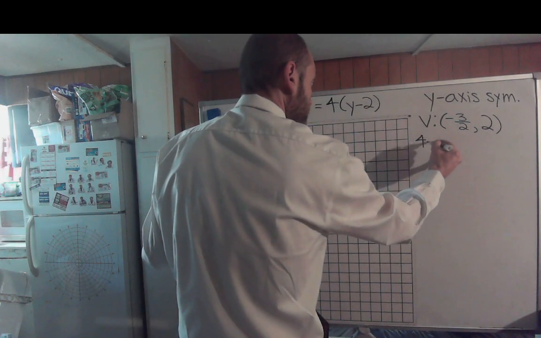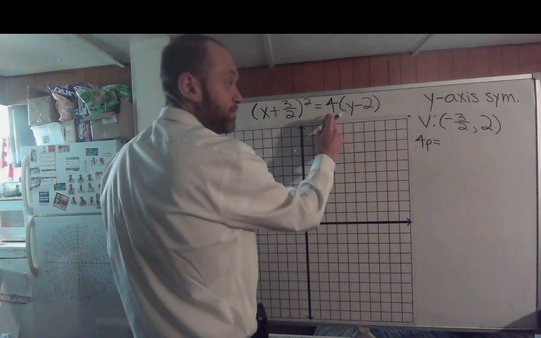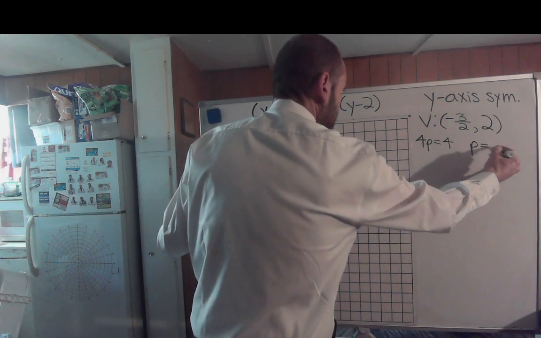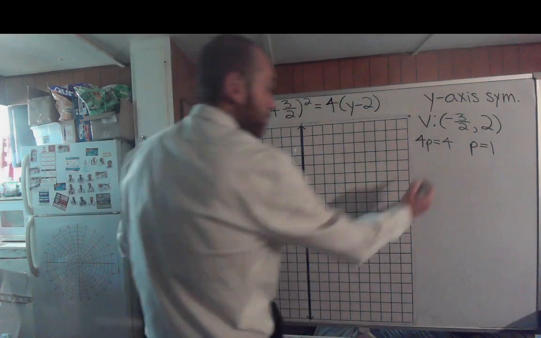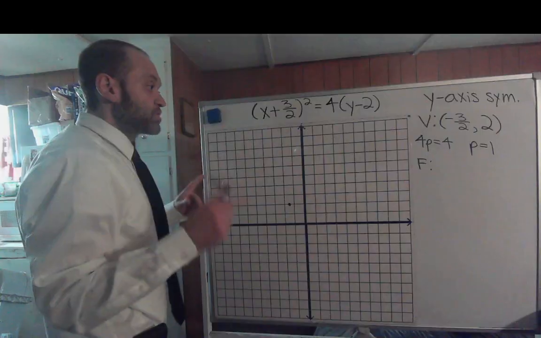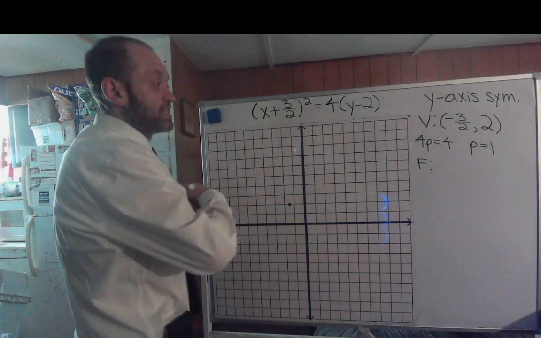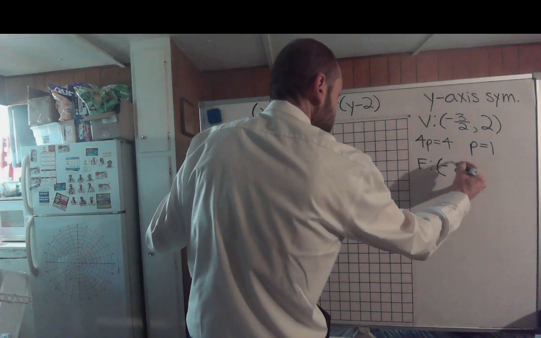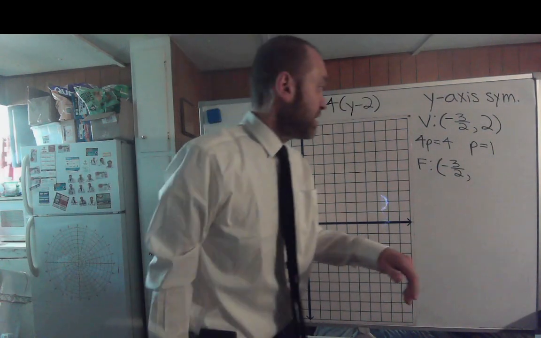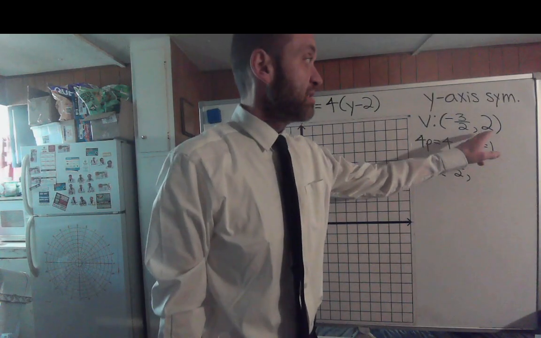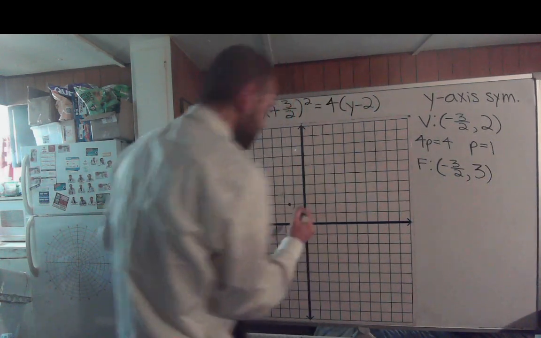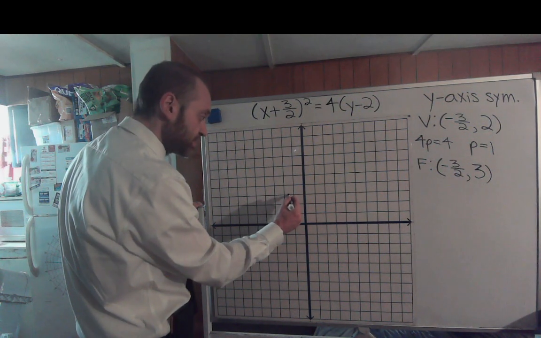Now, the next thing we need to do is solve for p. So you'll take that 4p, set it equal to that coefficient of 4 outside of the y minus 2, so 4p equals 4. That means p equals 1. Now we can find the focus and the directrix. Well, the focus is going to be, of course, since it's y-axis symmetry, we're going to leave our x-coordinate alone, that -3/2, but that y-coordinate's going to be affected. I'll just take that p of 1 and add that to my y-coordinate of 2, giving me the focus at the ordered pair -3/2, 3. So that would be up here for my focus.